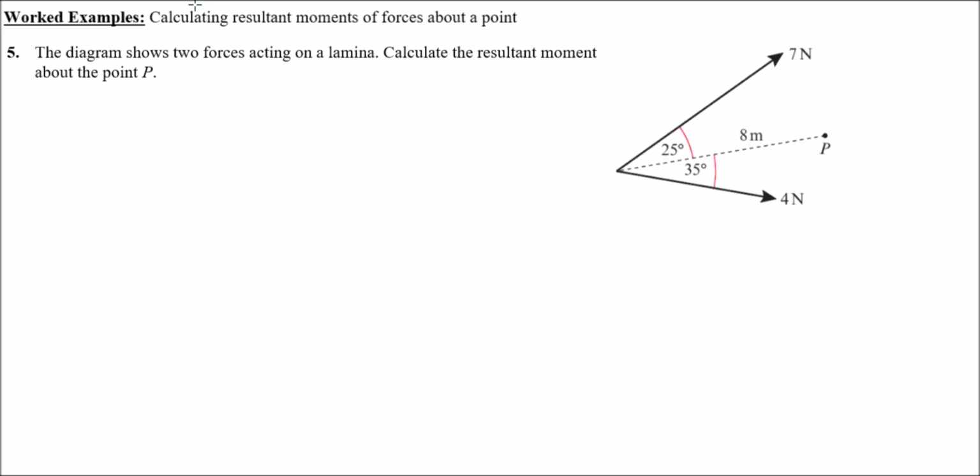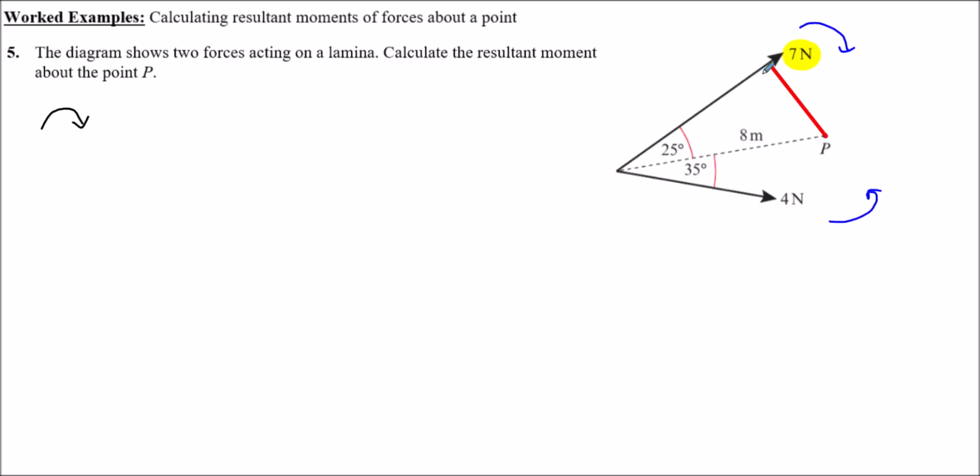So first of all, we're going to notice here that the 7 Newton force is going to have a clockwise effect, whereas the 4 Newton force is going to be acting in an anti-clockwise direction. So clockwise, we're going to have the effect of this 7 Newton force. So what we need to do to work out the moment is to calculate the perpendicular distance of the 7 Newton force's line of action from P. So we need to calculate this distance here in red.